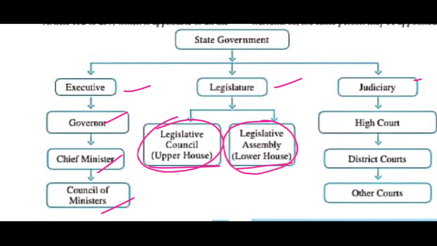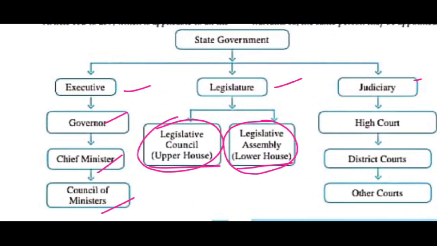Okay, children. Under the legislature, there are two houses. One is the Legislative Council, the next one is the Legislative Assembly. The Legislative Council is otherwise called the upper house. The Legislative Assembly is otherwise called the lower house.